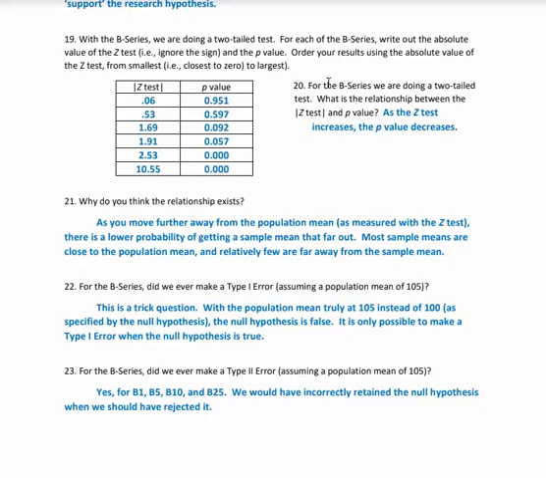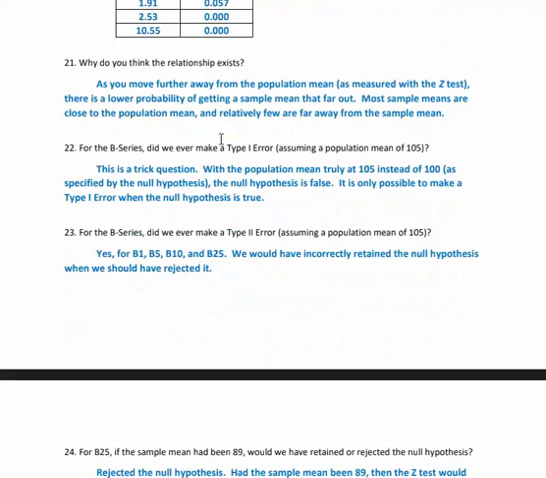Number 20, for the B series, we are doing a two-tailed test. What is the relationship between the absolute value of the z-test and the p-value? And our answer is, as the z-test increases, the p-value decreases. 21. Why do you think the relationship exists? As you move further away from the population mean, as measured with the z-test, there is a lower probability of getting a sample mean that far out. Most sample means are close to the population mean, and relatively few are far away from the sample mean.